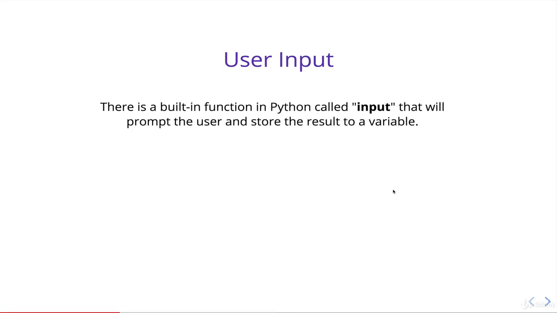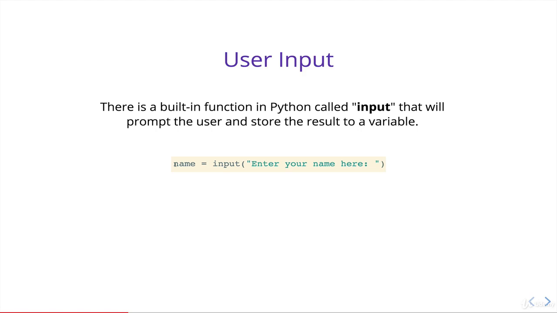So the built-in function, again, is called input, and it just prompts the user from the command line to enter something. And so they type something and then hit the return key, and whatever that value is that the user types in, after they hit enter, it's stored in a variable. So it looks like this.